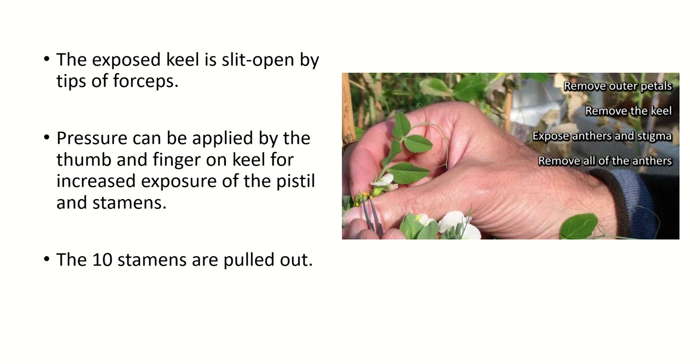Okay, so when you apply this, the keel petal will be open, and the 10 stamens can be pulled out of it. Okay, so this is the method of emasculation without plucking out, or without destroying, most of the corolla and calyx, because the main advantage of this is the protective cover remains attached in the emasculated flower.